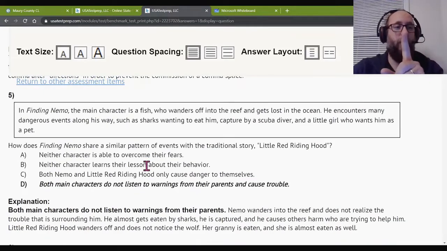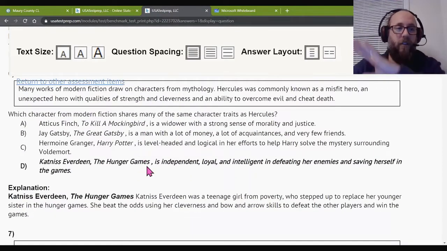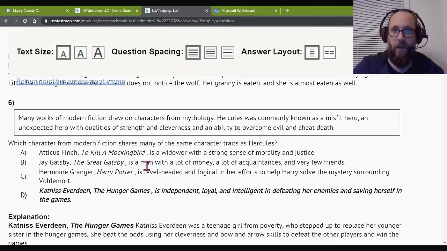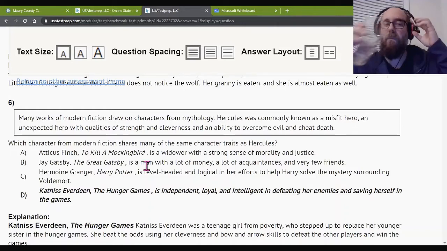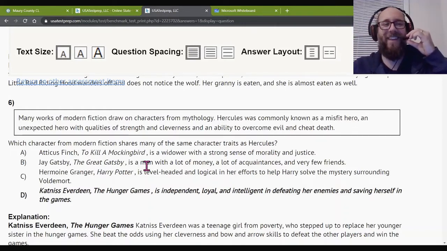Well, actually, I'm going to talk about one that was... Let's start this whole discussion with number 6, okay? Everybody turn to number 6. Okay, you're on number 6.